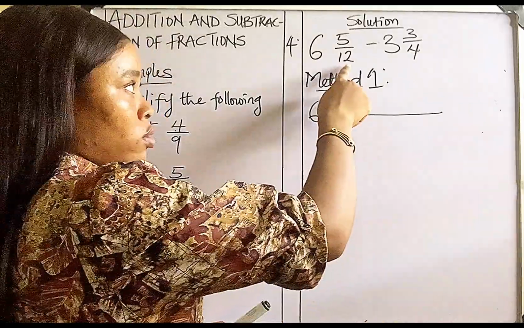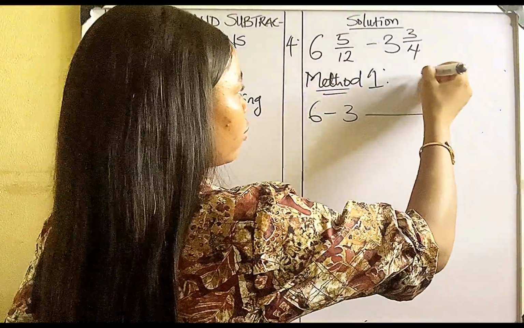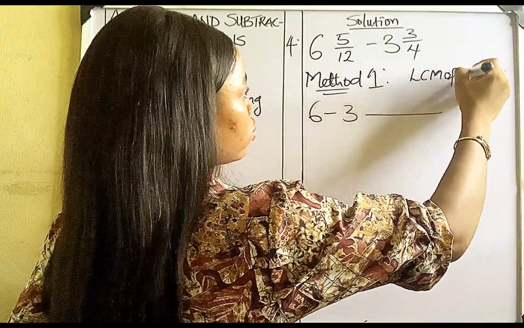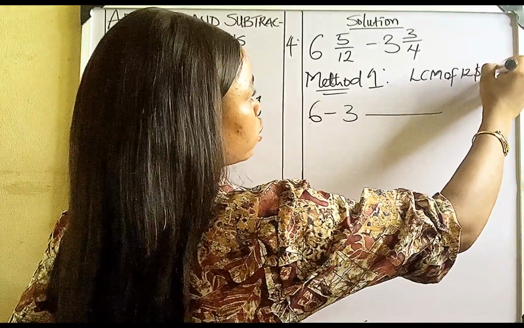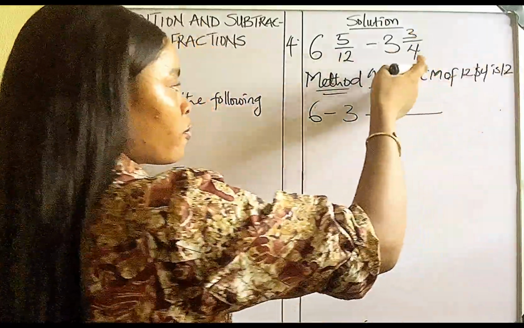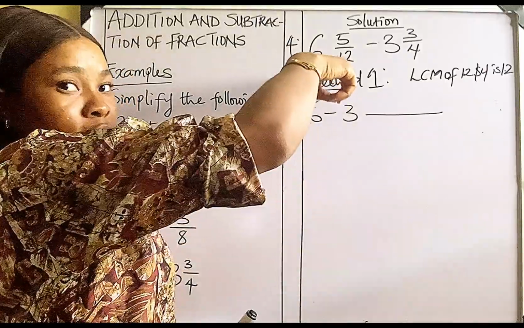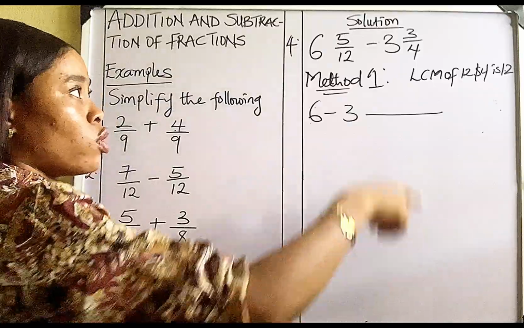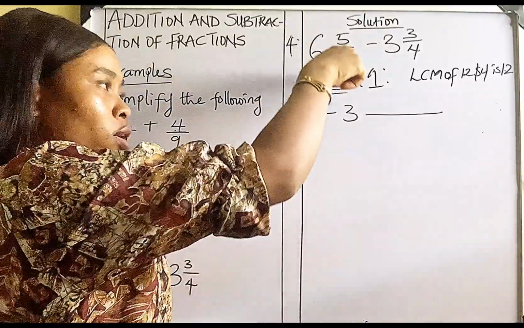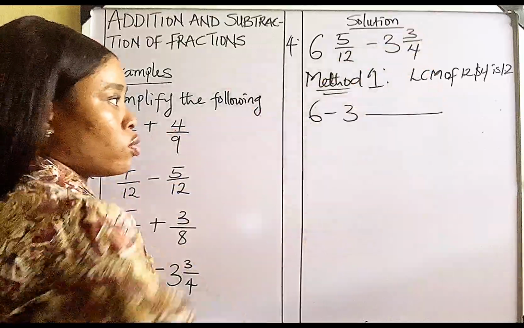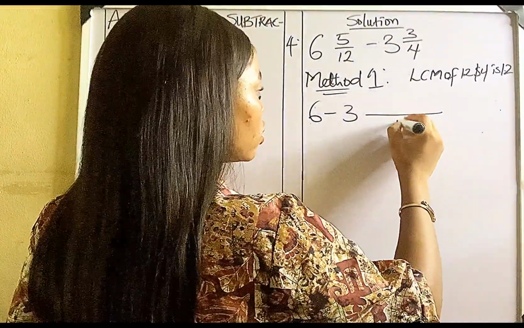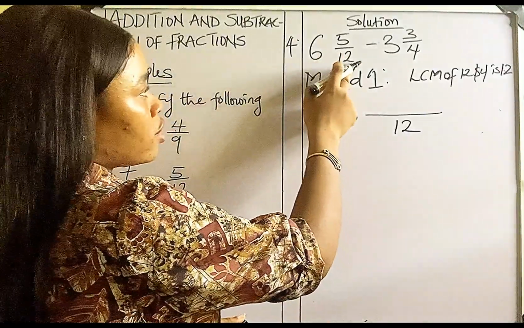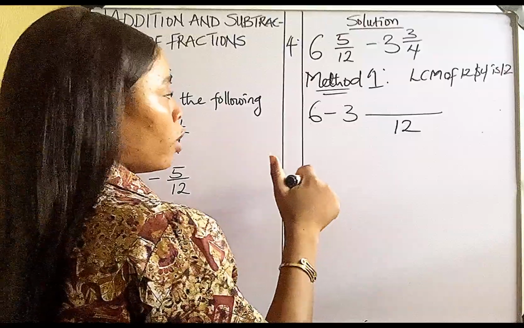That number is 12. So the LCM of 12 and 4 is 12, because 12 can divide itself without a remainder, and also 4 can divide 12 without a remainder. So 12 is the smallest number that 12 itself can divide without a remainder, and also 4. So our common denominator now is 12. We come to our first fraction like we did in the previous example.